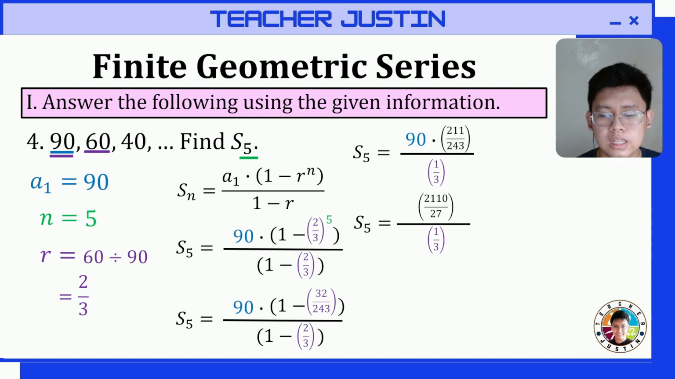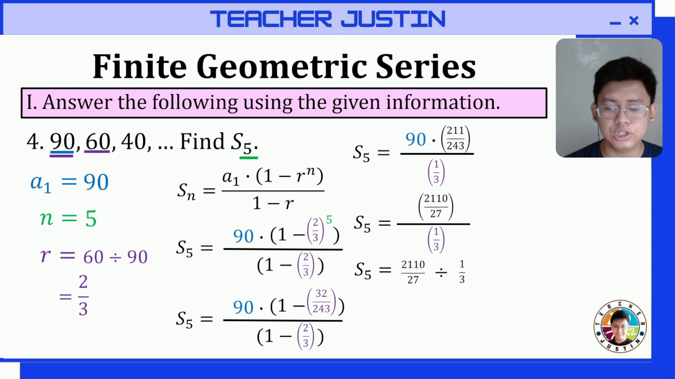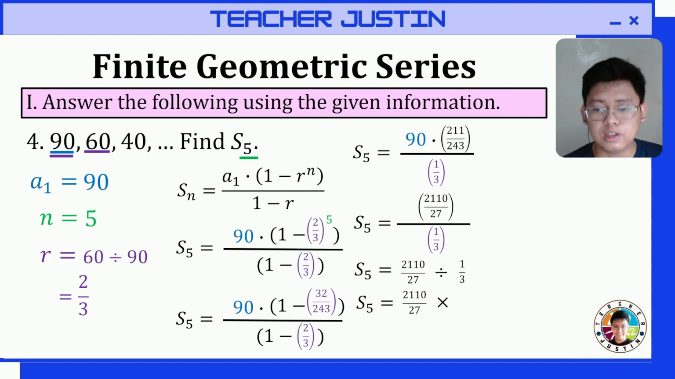Now, let's write it in this form. S sub 5 is equal to 2,110 over 27 divided by 1/3. So, let's apply the rules in dividing fractions. We will have S sub 5 is equal to, let's copy the dividend. Then, we change the operation to multiplication. Then, let's get the reciprocal of our divisor. So, the reciprocal of 1/3 is 3 over 1. Now, let's multiply and then simplify.